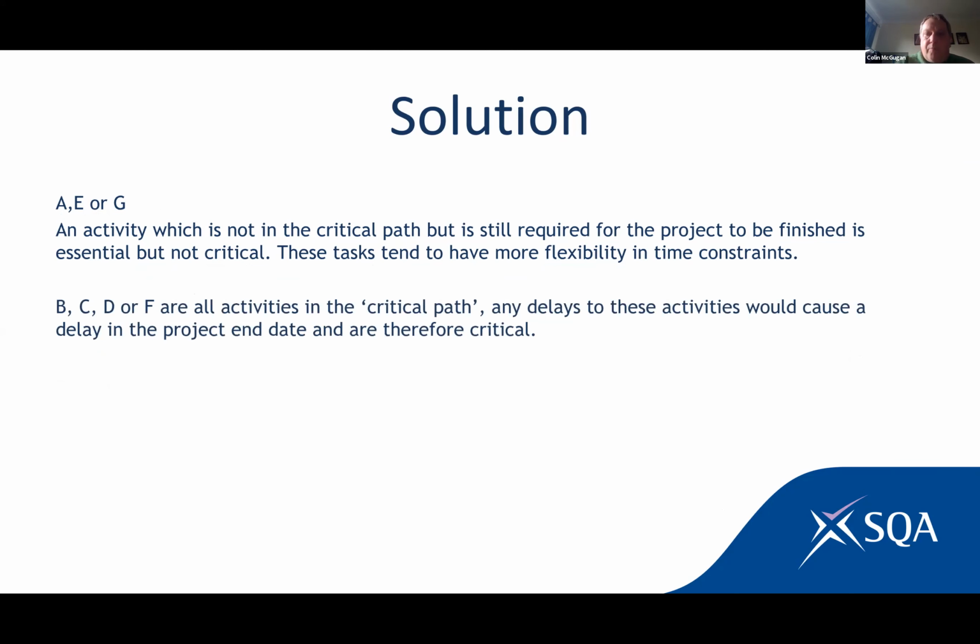Then we'd be looking for them to answer the next part of the question, that B, C, D, and F are all activities in the critical path, and any delays to these would cause a delay in the whole project end date and are therefore critical. So we're asking them to make comments, but also supply us with some sort of evidence of why, relating it back to the question. Which ones are shown in these examples?